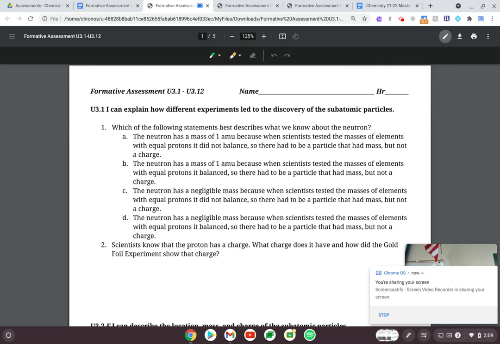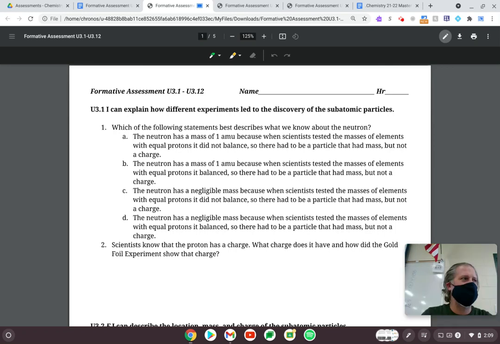All right, so I'm going to go through the answers here the best that we can. Hopefully get through all of it. We should be able to. Anywho, the first question is asking about what we know about a neutron and how we know it.